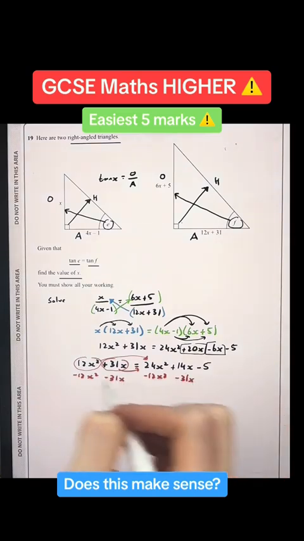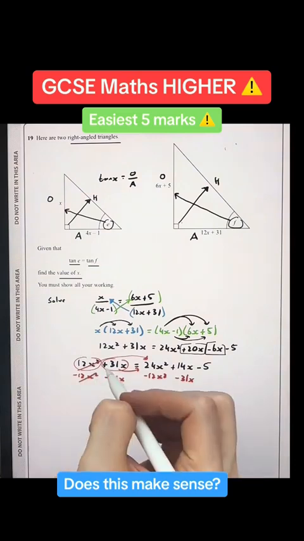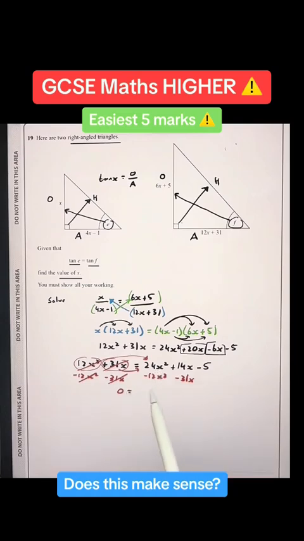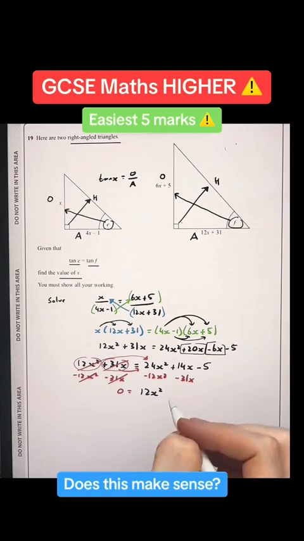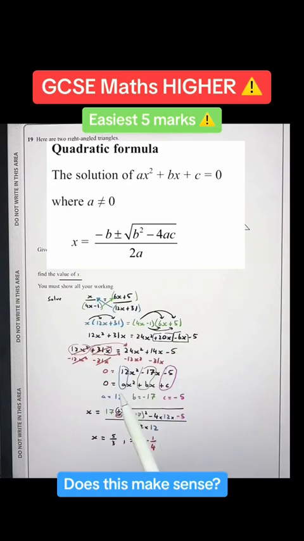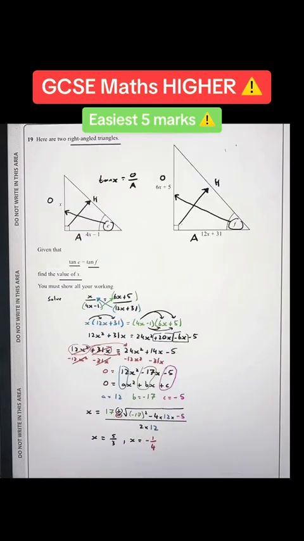On the left-hand side, 12x squared take away 12x squared will cancel. 31x take away 31x will cancel, leave us with 0. On the right-hand side, I've got 24x squared subtract 12x squared. We'll simplify to give us 12 lots of x squared. Positive 14x subtract 31x. We'll simplify to give us negative 17x. And I've still got negative 5. As I'm solving and my quadratic now equals 0, I can now apply the quadratic formula. When solving a quadratic, you should always get two solutions. Taking the positive in front of the root, I get x equals 5/3. Taking the negative in front of the root, I get x equals negative 1/4.